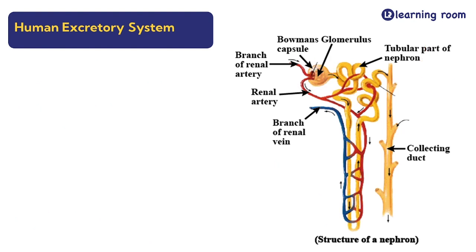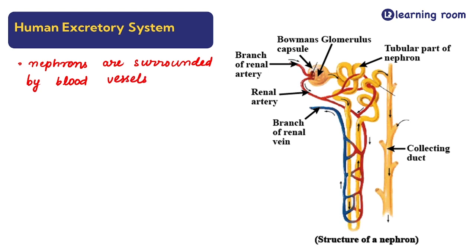As you can see, the nephrons are surrounded by blood vessels, and these blood vessels supply the renal artery and renal vein. So, nephrons are surrounded by blood vessels. Blood enters the kidney via the renal artery, which branches out into arterioles. So, we have the renal artery, which branches out to form arterioles.